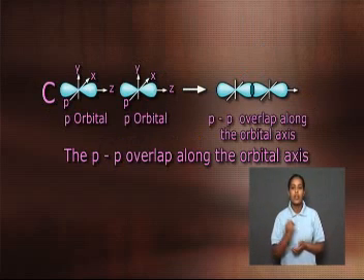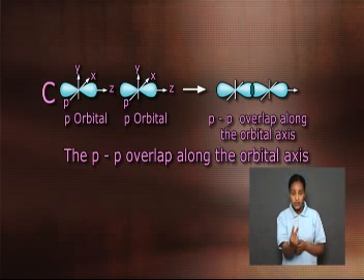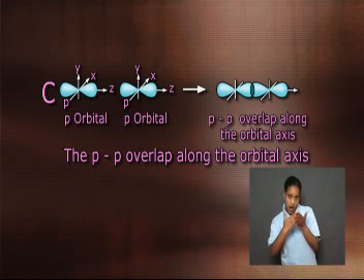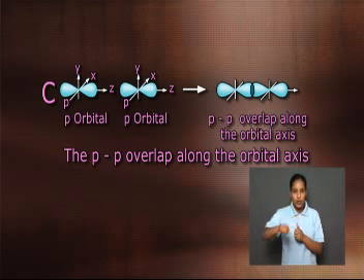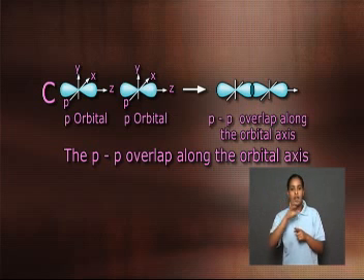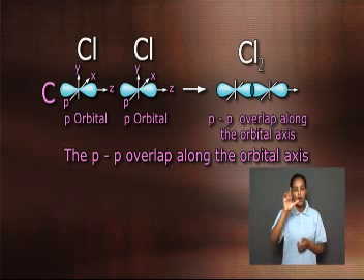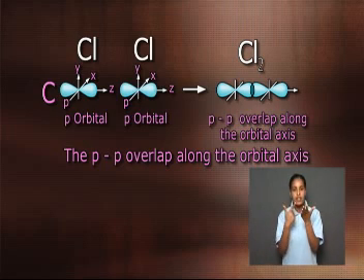In image C, you can see the pp type overlap. As you can see, two half-filled p orbitals overlap along the line joining the two nuclei. This is referred to as a head-on, end-to-end, end-on, or linear overlap. Chlorine molecules display this type of orbital overlap.